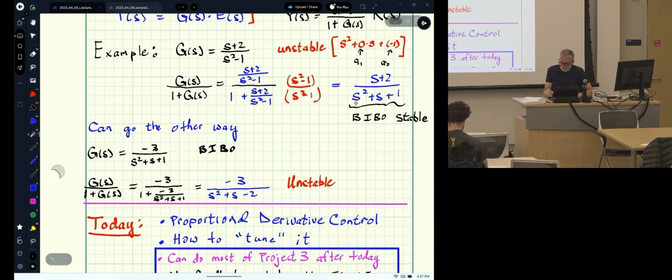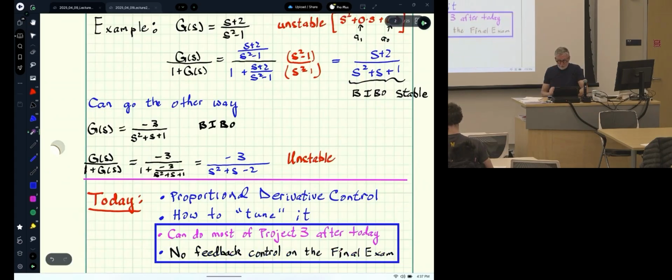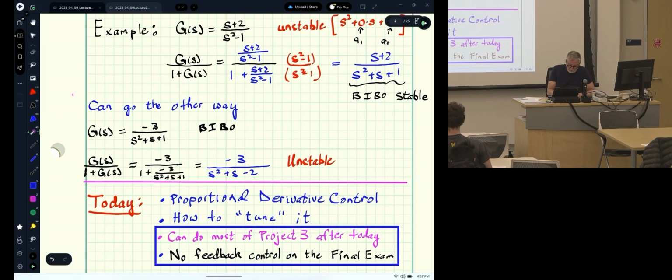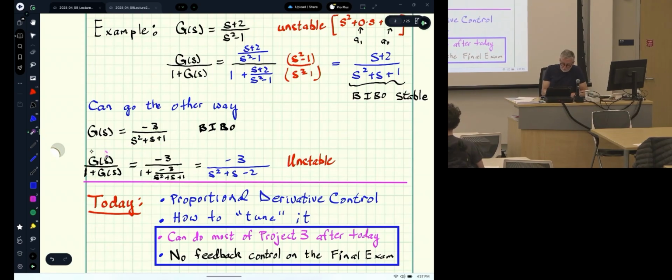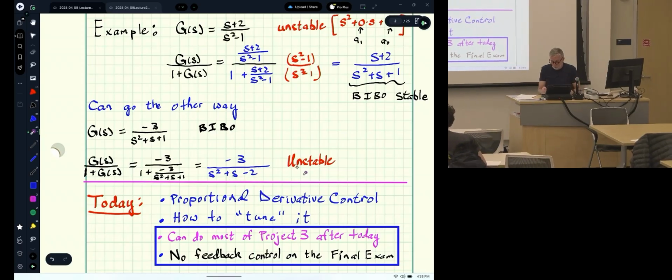Whereas the closed loop, this is +1 and that's +1, so both of these equivalent coefficients are positive and it's BIBO stable. I just wanted to emphasize this example wasn't from last time, but just so that you don't think feedback always stabilizes something. Here's something that's stable, with the same polynomial as here, and then I form the closed loop system and look at the denominator. It's got 1, but a0 is negative, so it's unstable.